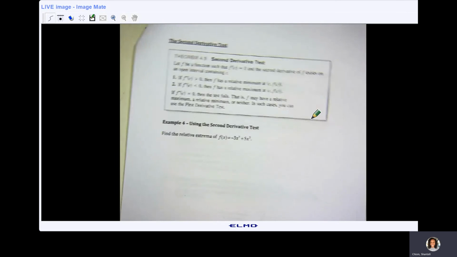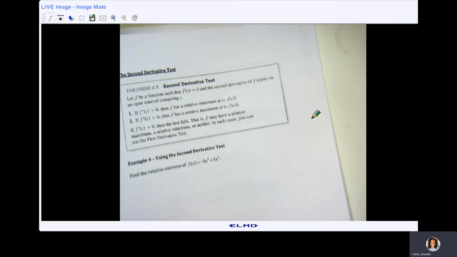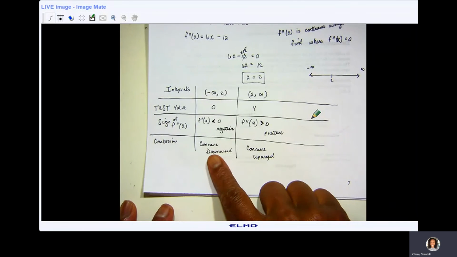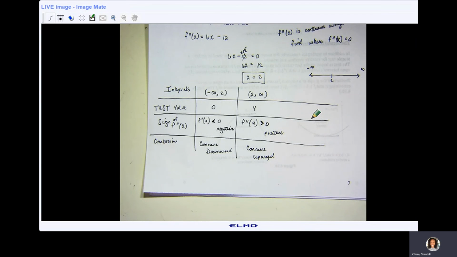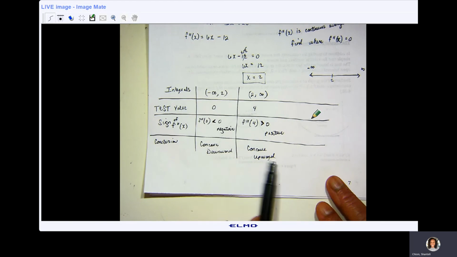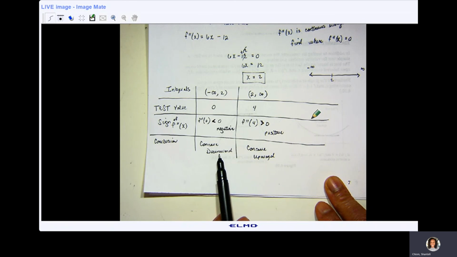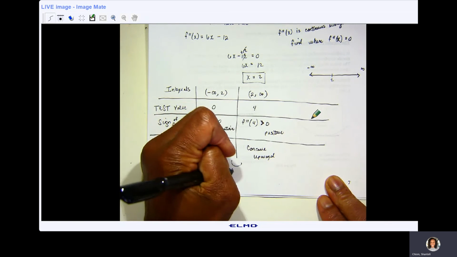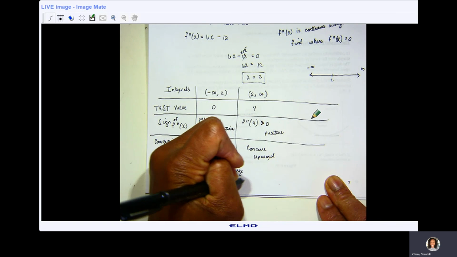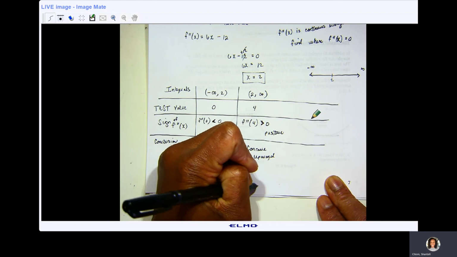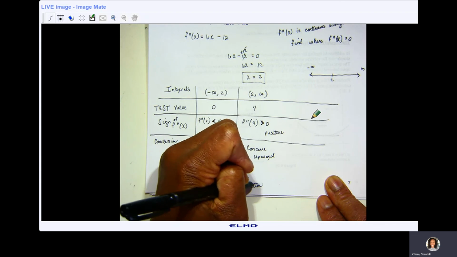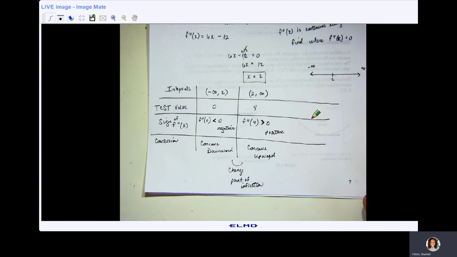Oh, on the previous problem, I did not finish this up. Because we did find points of inflection here. When you go from concave up to concave down, or vice versa, going from concave downward to concave upward, then we do have a point of inflection. So we have a point of inflection when it has a change there.